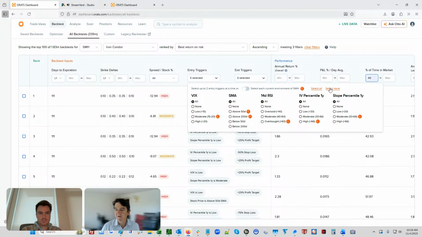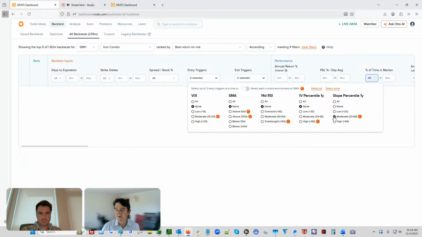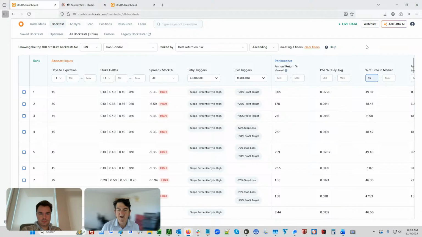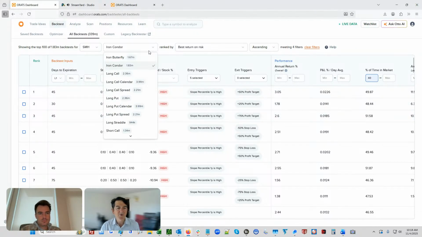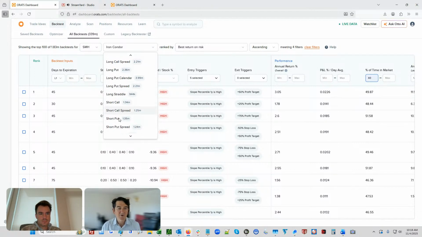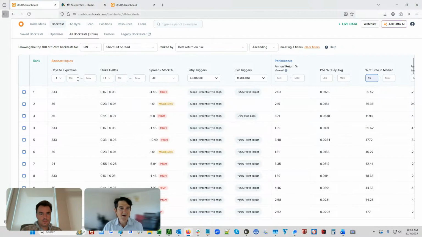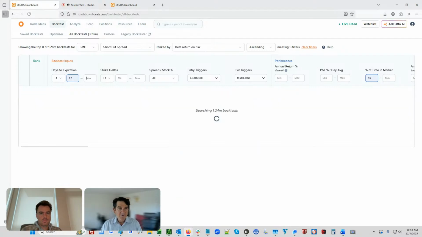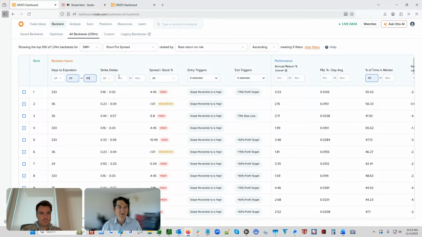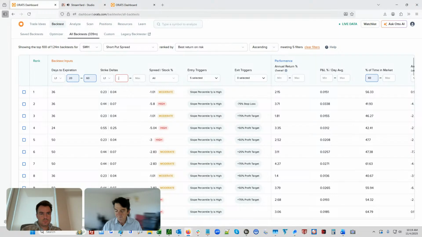So you could say select none, and then you could say just moderate, or I like to just look at when the slope is high, what types of trades tend to do better. So we could look at short put spreads, for example. And let's just look at something from 20 days to 60 days, and a delta that's a little bit higher than way out of the money.